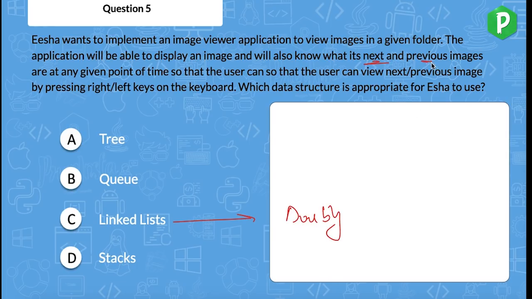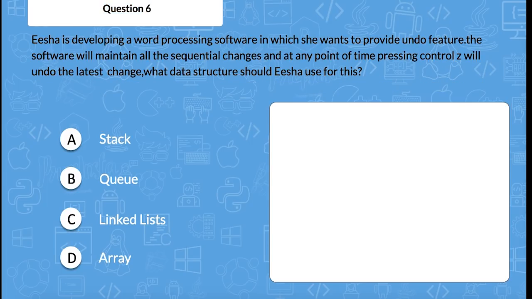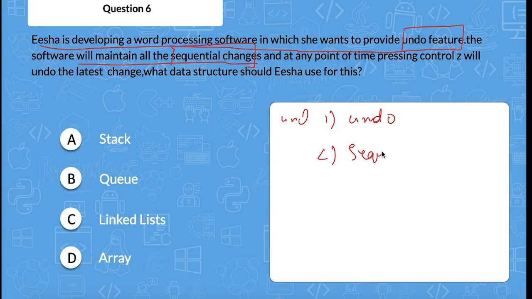So they are asking concept based questions. Let us look at one more question like this. Isha is developing a word processing software where she wants to provide an undo feature. So this is important. The software will maintain all the sequential changes. So first of all, they're saying sequential. Till now there are two important keywords: the first one is undo, and the second one is sequential. At any point, pressing Ctrl Z will undo the latest change. What is the data structure that Isha should use for it?